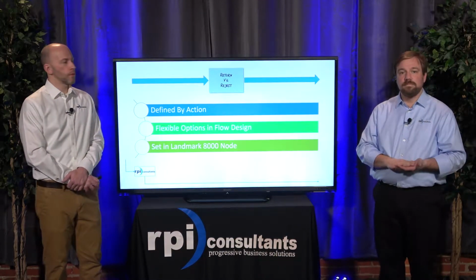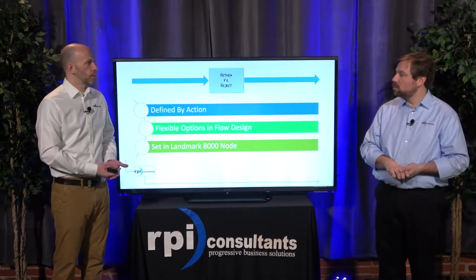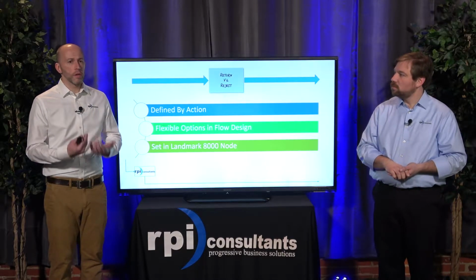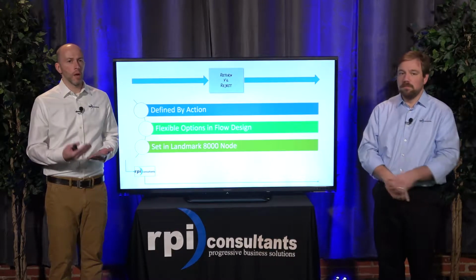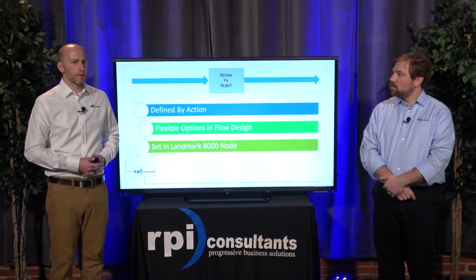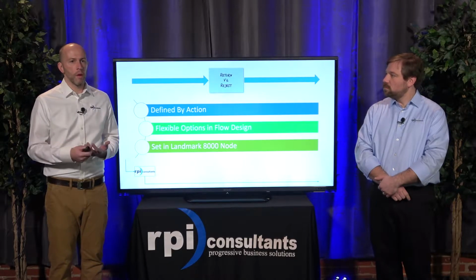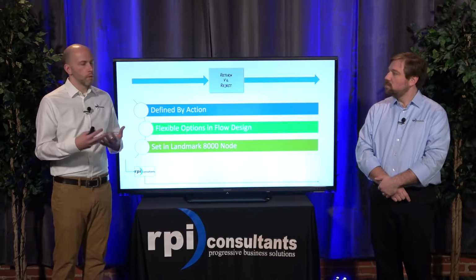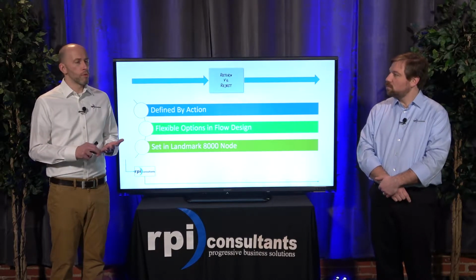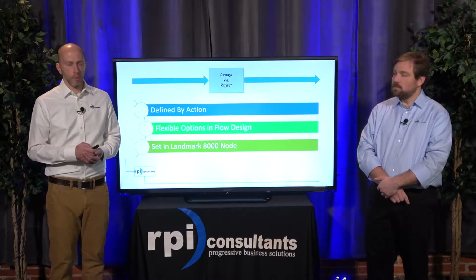Talk a little bit about return versus reject. Of course, when you're talking about approval flow, there's always an approve action, but there's typically a return and a reject action as well. These are defined by the action request itself, so not everyone will have both of those, but typically they do for some of these. How you handle these, you can do different things with them within the flow, and it's all flexible in how your business wants it. Similar to the final approve that gets written out to the database, this also gets set in that Landmark 8000 transaction node that we talked about earlier.